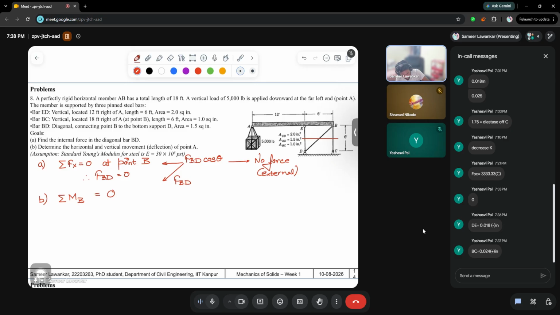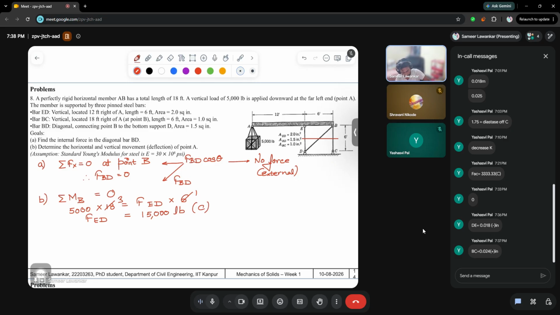Therefore, the value is, so we'll just do it. 5000 into 18 is nothing but equal to FED into 6. Therefore FED is nothing but equal to 15,000 pounds in compression. That is very important. It's in compression. Okay.